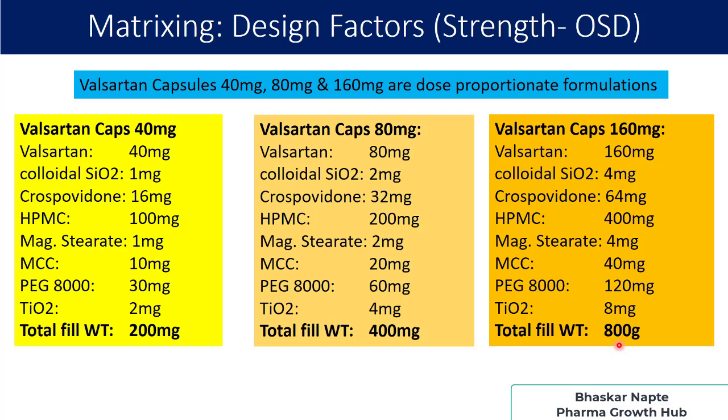Now, here is the example of the design factor with the strength. This is the valsartan capsules formulation with 40 milligram, 80 milligram, and 160 milligram as the dosage strength. And these are the dose proportionate formulations. Just look at the screen and you'll understand there is the same ratio of API to excipient across all these three different strengths.